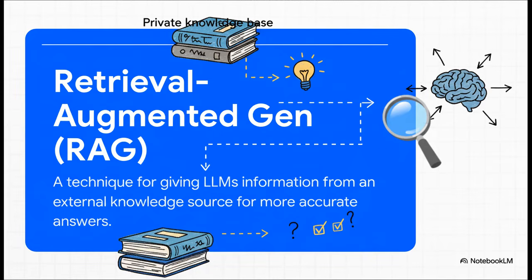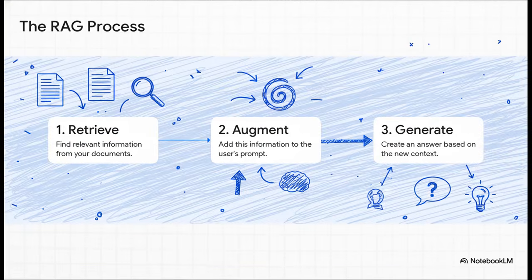And the process itself? It's kind of brilliant in its simplicity. It really just breaks down into 3 steps. First, you retrieve the most relevant info from your documents. Then you augment the user's question by just tacking on that info as extra context. And finally, you ask the AI to generate an answer using only the stuff you just gave it. It's like giving the AI an open book exam. It doesn't have to guess anymore. It just has to read.